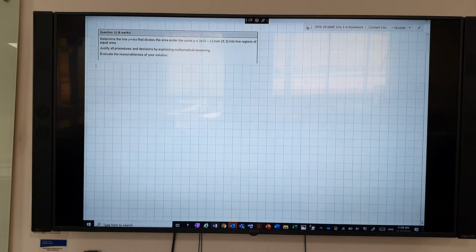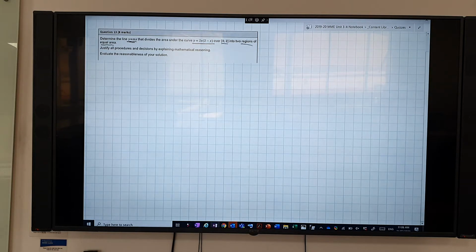They love these type of questions. They absolutely love them because you can apply this to so many different things. Do you mind just going to put the air conditioner on for us? About 23, please. So, determine the line y = mx that divides the area under the curve, over 0 to 2, into two regions of equal area. Justify all procedures and decisions by explaining mathematical reasons.